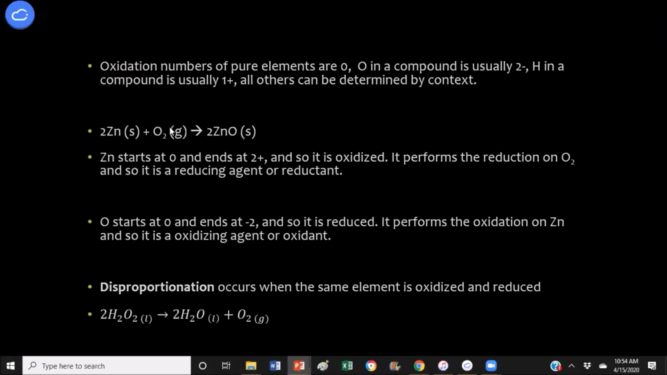Oxygen starts at 0, goes to -2. Well, it's being reduced. So reduction.